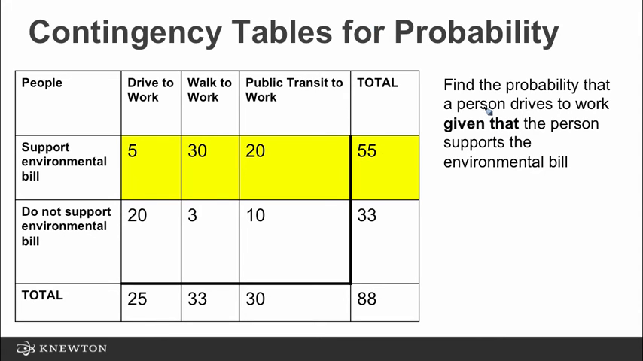And notice that we want the probability that a person drives to work. So we're going to look at the column corresponding to drives to work within the row corresponding to supporting the environmental bill. So 5 is the number of people who drive to work and support the environmental bill. We want to take that number out of the total number of people who support the environmental bill. So the probability that a person drives to work, given that the person supports the environmental bill, is going to be 5 out of 55.